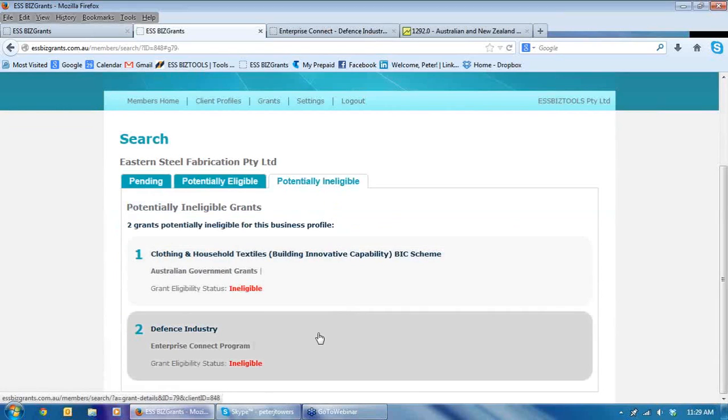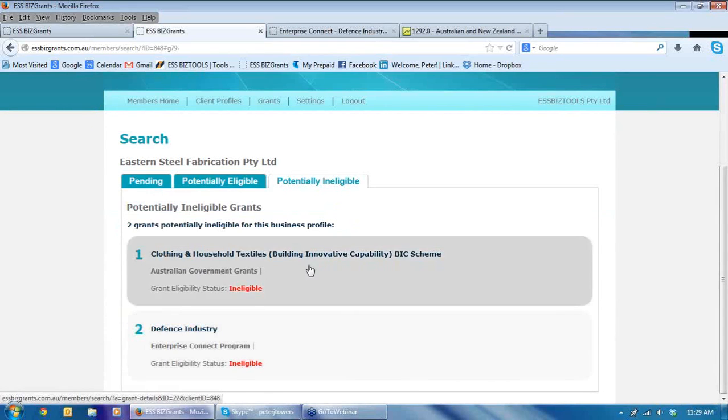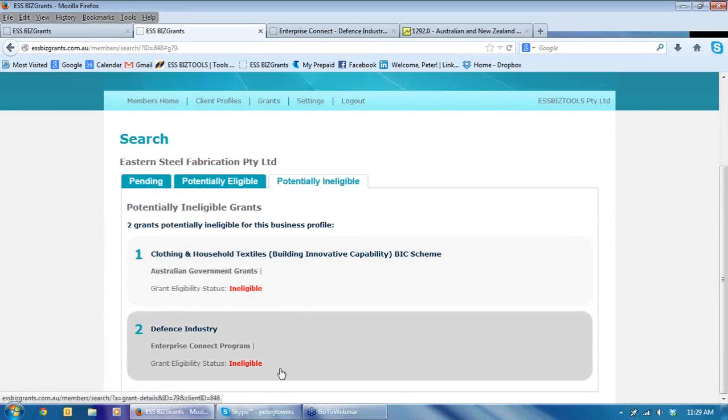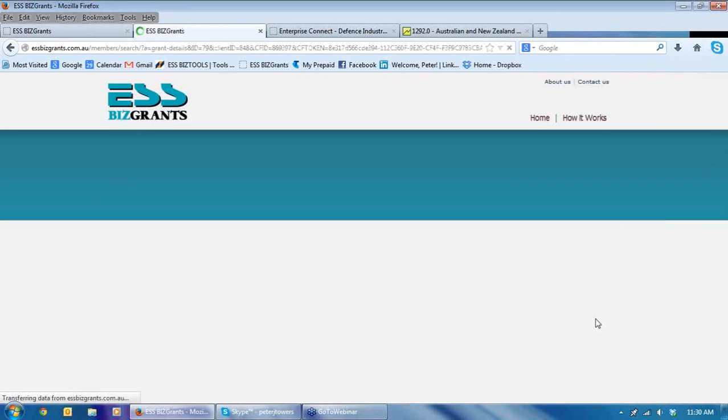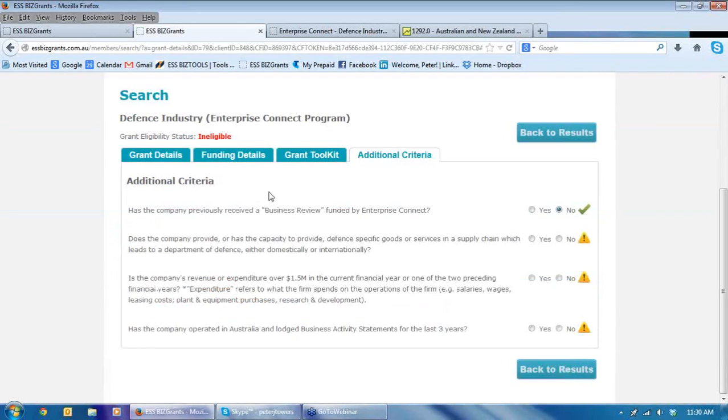under the potentially ineligible, there's one we did the other day with some other groups, you've then got this defence industry one. But let's say we go back to there and we decide we made a mistake and we change it and say no, we've never got that grant. Now the system is still going to say we're ineligible until we work our way through the other questions.